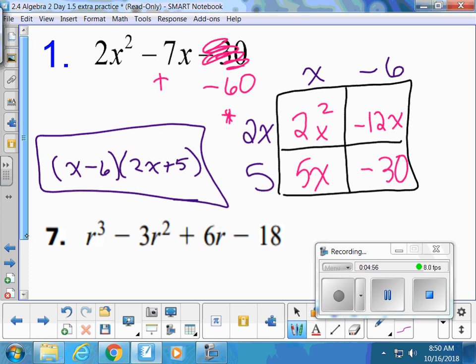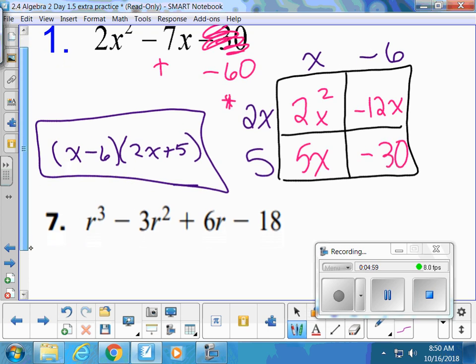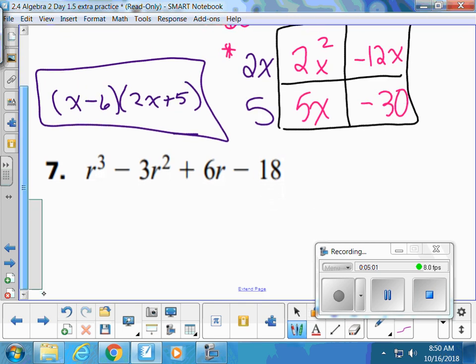All right, number 7 is up next. What technique should we use? Grouping! Good! Why are we using grouping? 4 terms is our only option when we have 4 terms. You can use your colors if you want. We're going to have a pink group. We're going to have a green group. This is my favorite technique on the list.